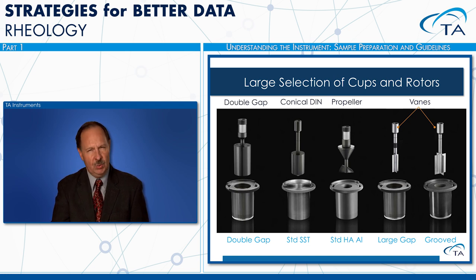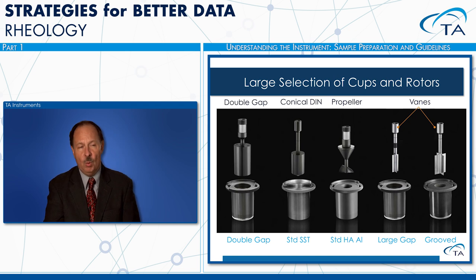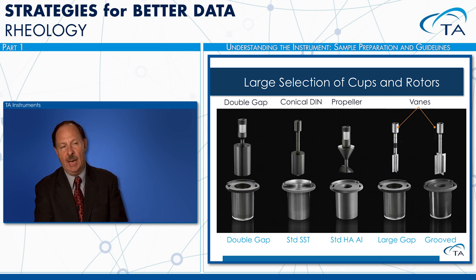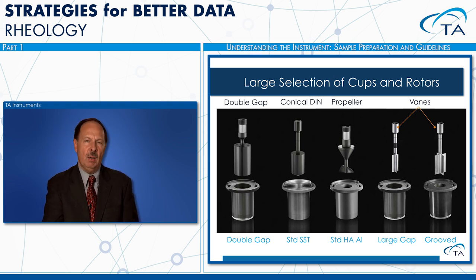I would say the most common bob that is used is what we call the DIN rotor, and that's the bob that I'm pointing to right now. It's got a bit of a cone on the bottom. And this is the one that's been around for the longest time. It does require a large volume, and by that I mean probably around 20 to 23 mL of material.